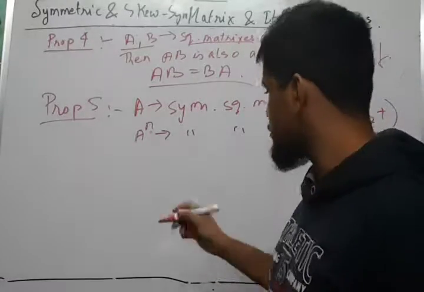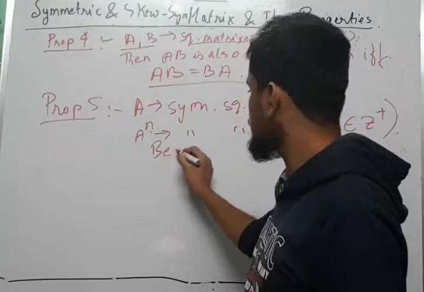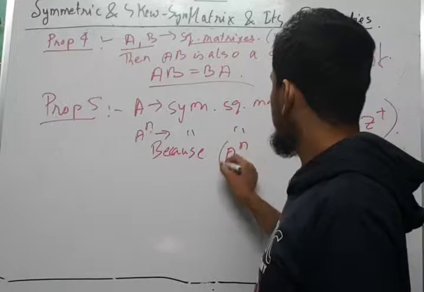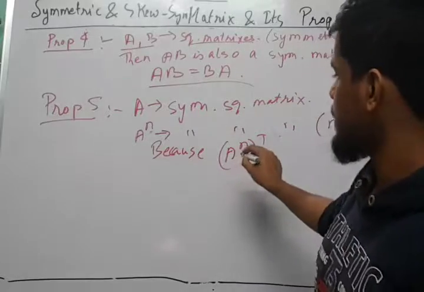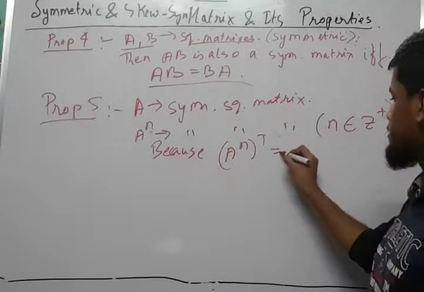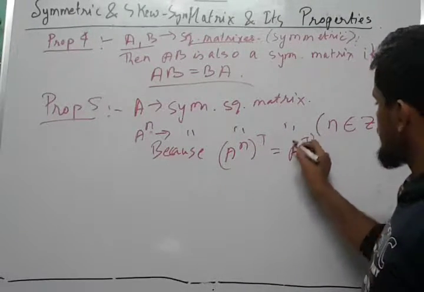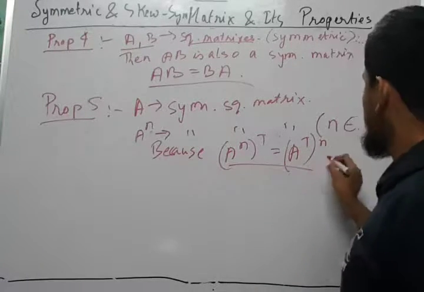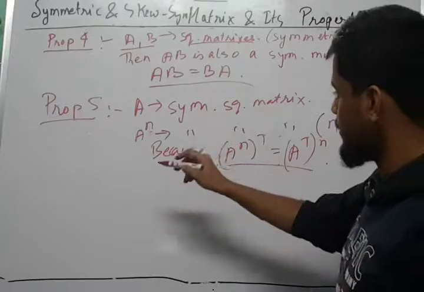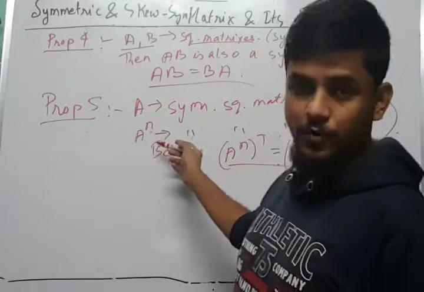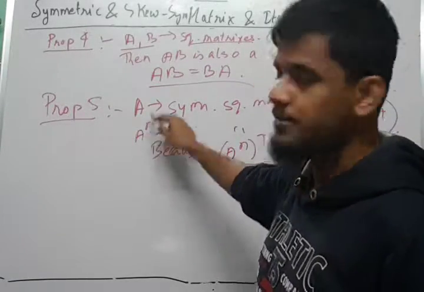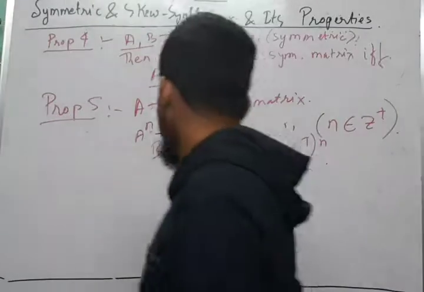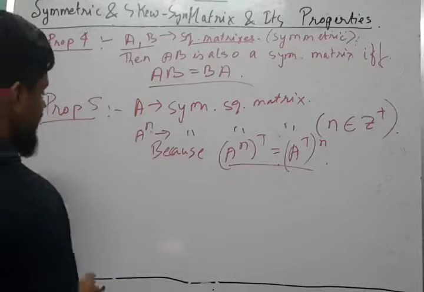Why is it so? Because we know that if we take the transpose of a matrix A to the power n, then this is given by the nth power of A transpose. If we apply this condition over here, then we can see that if we have a positive integral number, then if A is raised to that number, then that is also a symmetric square matrix. So this is basically property 5.